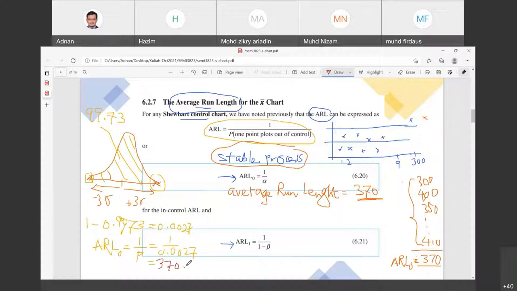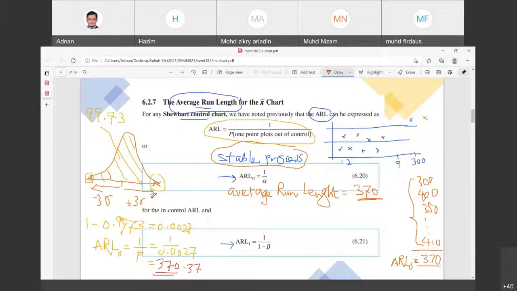370. Okay, 370. So we can round this off and say 370. So 370 is the false alarm. On average, if we run a stable process, there will be one false alarm every 370 samples. The process has no problem, but the control chart shows one point outside.